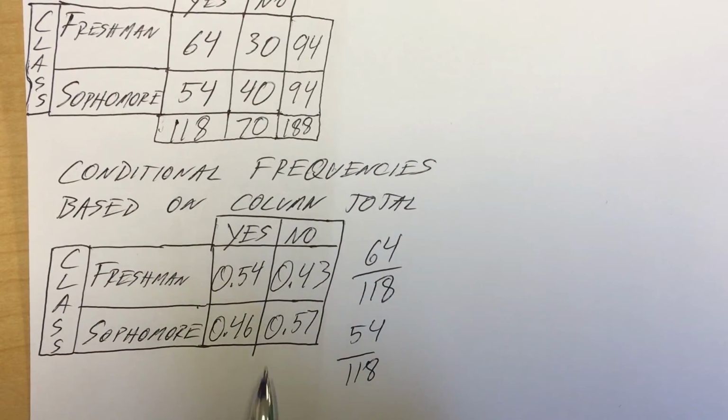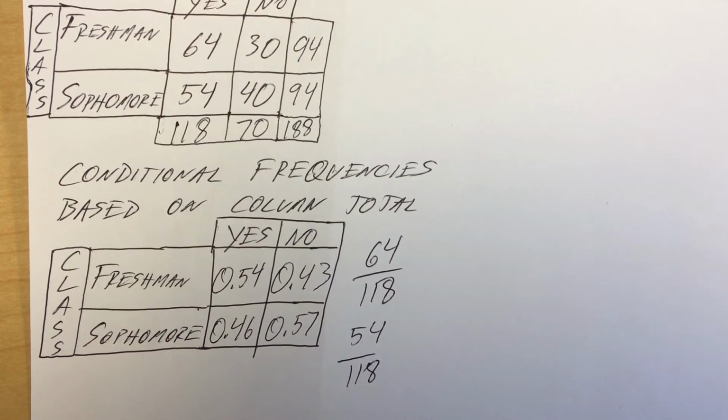And again, these numbers represent the conditional frequencies based on the column totals. 54% of the yeses came from freshmen, 46% came from sophomores. For the nos, 43% of the nos came from freshmen, and 57% of the nos came from sophomores.